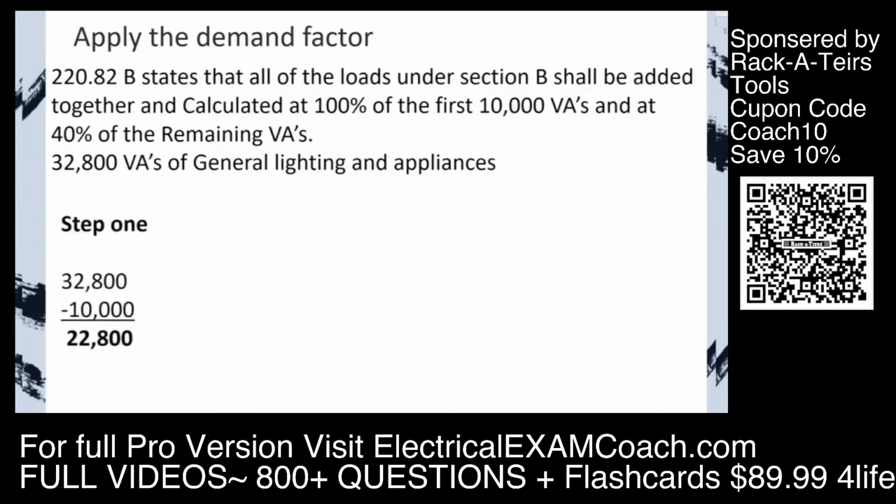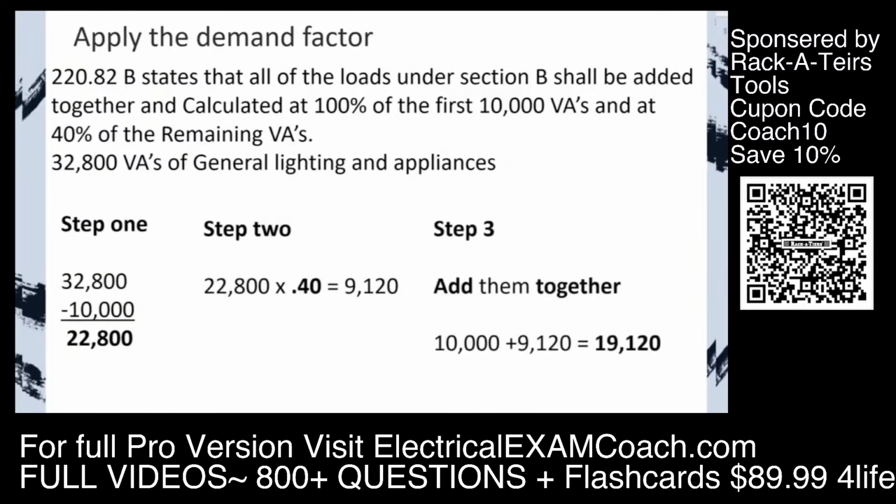Step 1, we're going to take 10,000 and set it to the side. Then we take that remainder at 40%. Then we can't forget to add back the 10,000. And we end up with 19,120. It's that simple. Then all we have to do from there is calculate the heating, like we're getting ready to learn, heating and cooling. We're going to choose the larger of the 2, and then we total those 2 numbers together, and that's our whole home load calc.